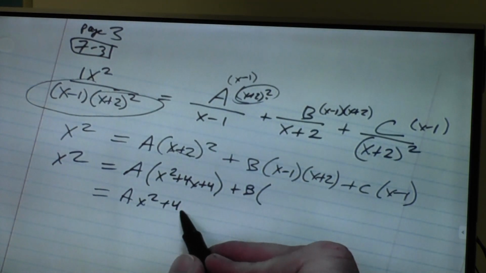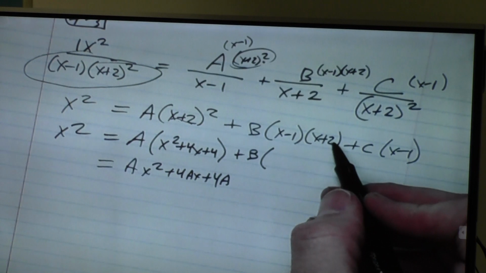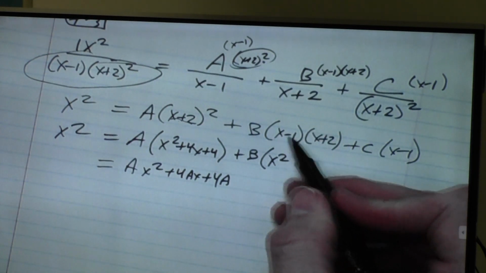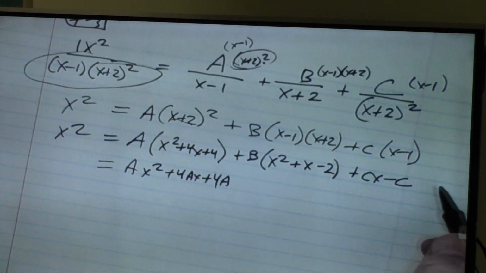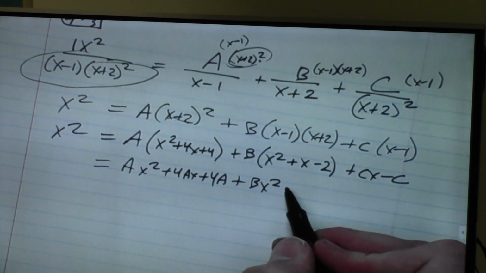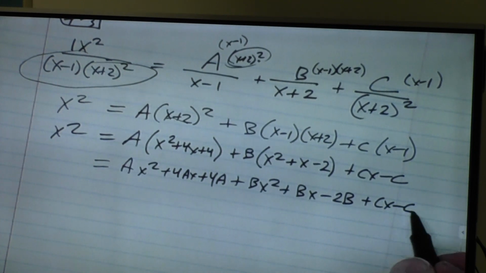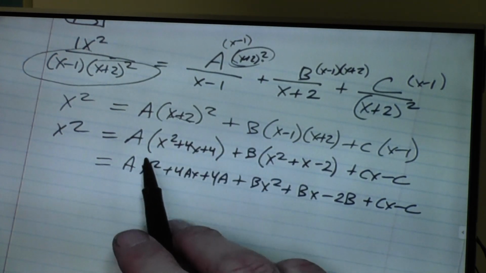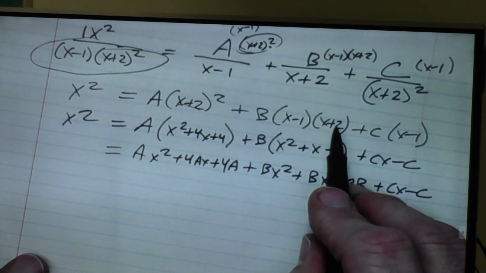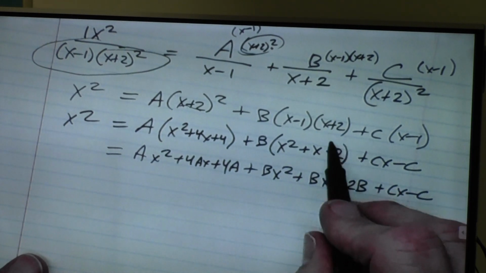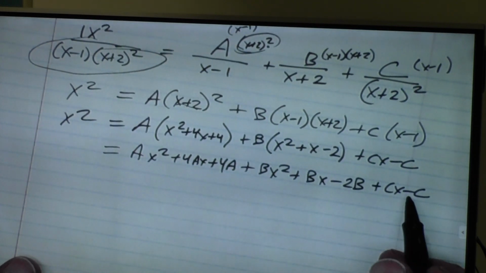So I'll have 4ax plus 4a. But now let's do the b's. I have to multiply this out as x squared plus 2x minus x, looks like it's plus x minus 2, plus cx minus c. Okay, let's finish these. Minus 2b plus cx minus c. So these are always worth double checking, if I got the multiplying out done right. x squared plus 2x minus x is plus x. So that looks right. Just making sure with these negatives I get them in the right place. A and A and A with each of these.